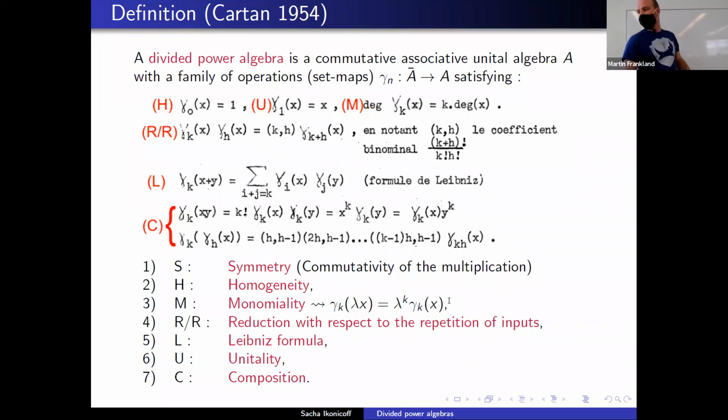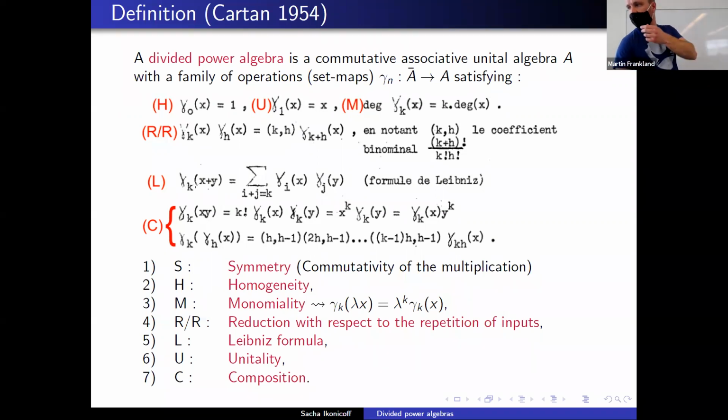Then you have a relation which I call reduction with respect to the repetition of inputs that says that if you have an expression with twice the same input x, you can reduce it to have only one x. And the price that you pay when you have two divided powers like that, gamma k of x, gamma h of x, is to multiply by a binomial coefficient. So that's exactly the definition of the multiplication that I gave before.